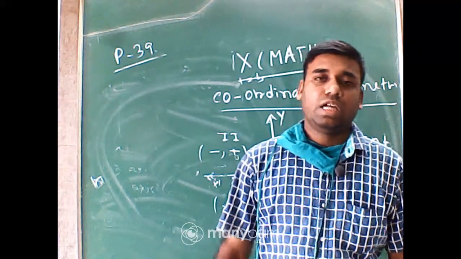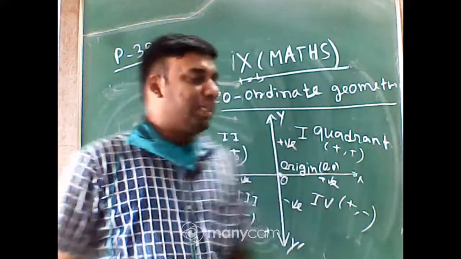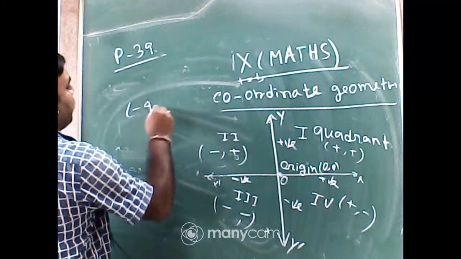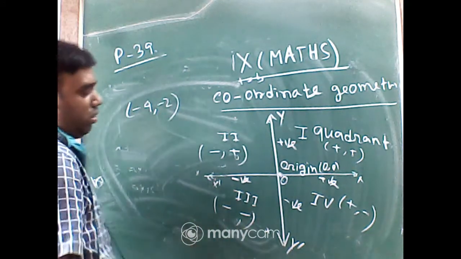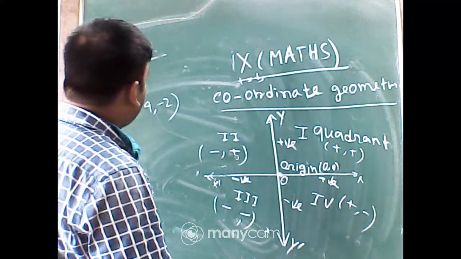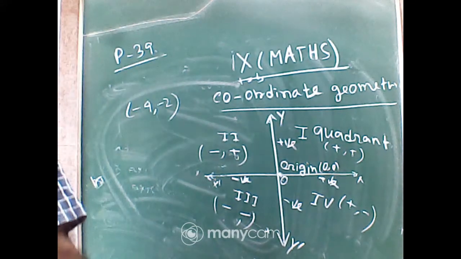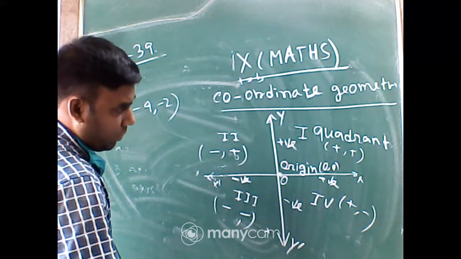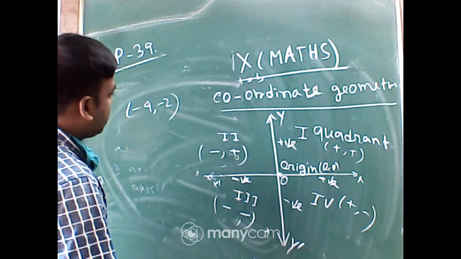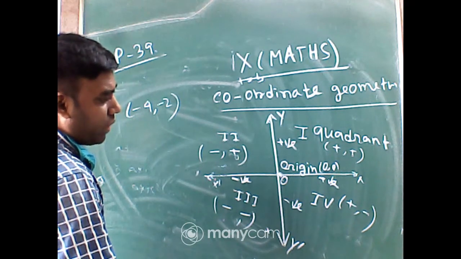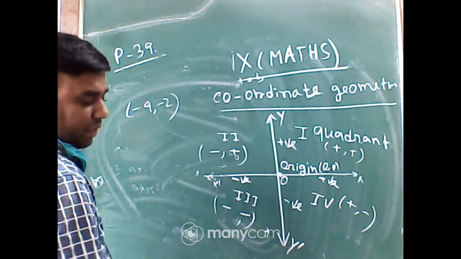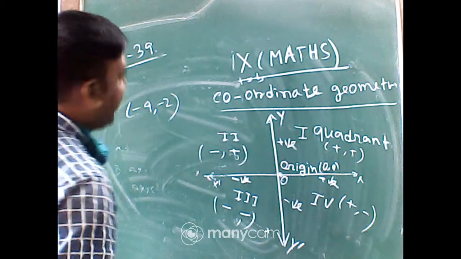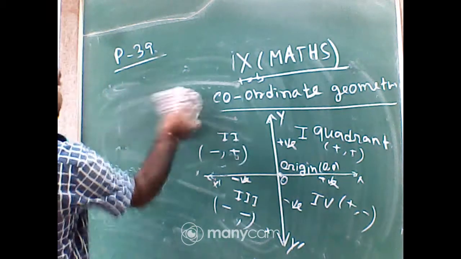Now tell me one question, it is not an MCQ. The point minus 4 comma minus 2, in which quadrant does that point lie? Very good, a very easy question. Now an important MCQ, the third MCQ.